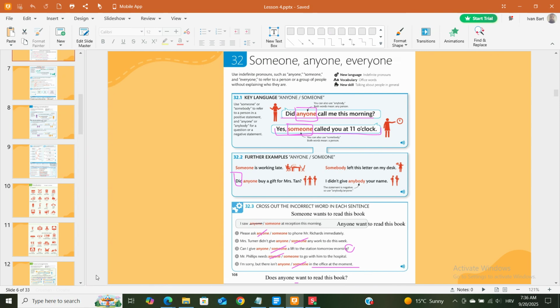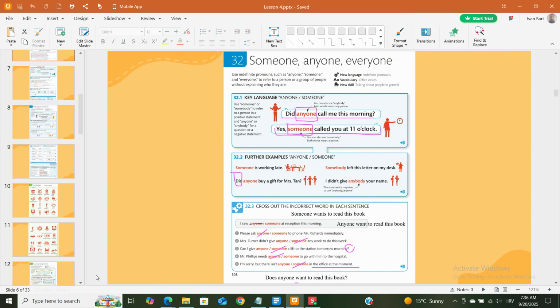32.2 Further examples: anyone, someone. Someone is working late. Somebody left this letter on my desk. Did anyone buy a gift for Mrs. Tan? I didn't give anybody your name. The statement is negative, so use anybody, anyone.